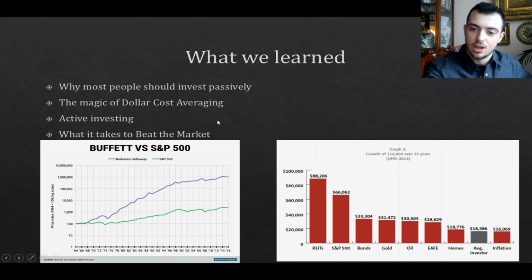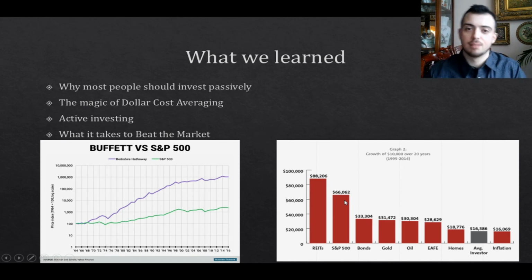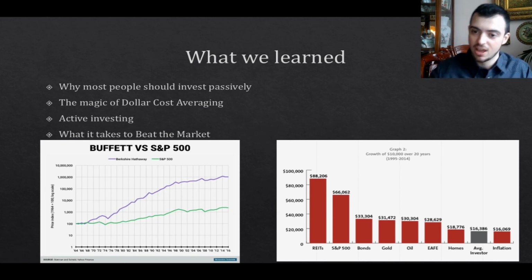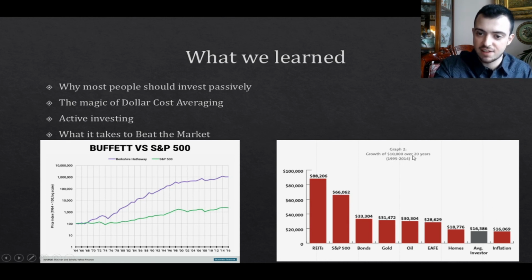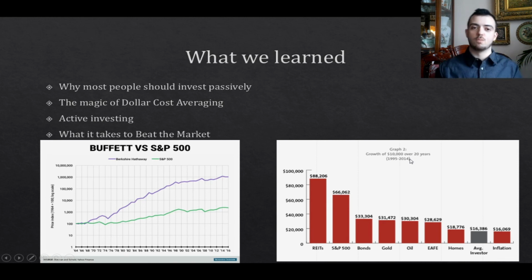How is this possible? Look at the S&P 500. 66,000. So tell me again, people think it's so easy making money, yet look at this graph. This graph begs to differ. And why is this graph so ugly? It's because in between this 1995 and 2014, there was two massive crashes.